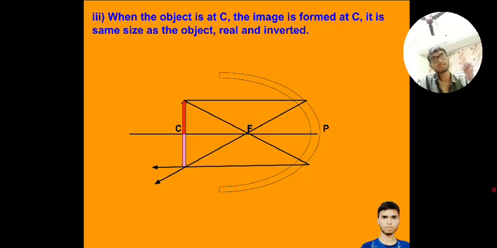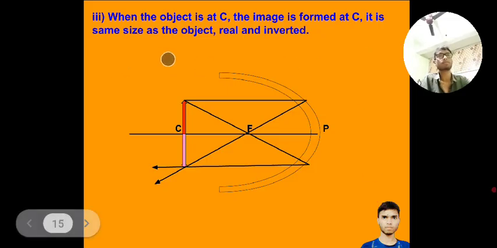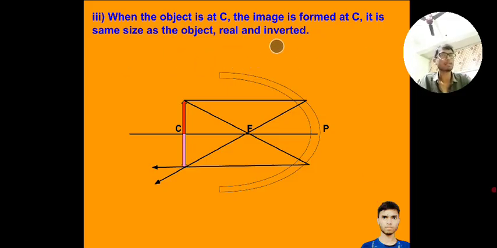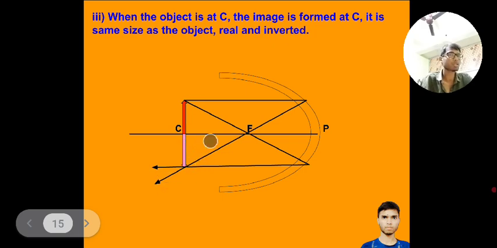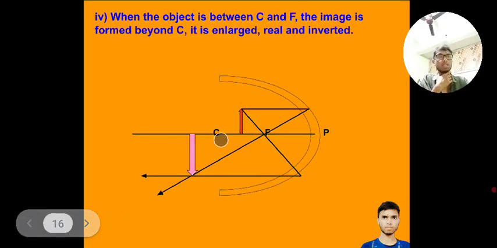It will happen with this only. It is the same size as the object, real and inverted. Yes, this is just the opposite of this. This is inverted. Now clear. Now what about an object which is between C and F? In that case, let's see. Now the object is between C and F.